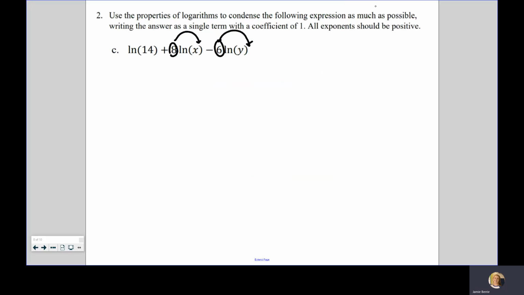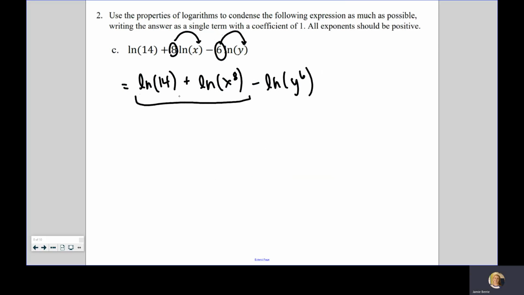We have nothing here, so no coefficient on that first term, nothing to worry about. I like to do cursive L's so they don't look like ones. All right, so we have natural log of 14 plus natural log of x to the 8th minus natural log of y to the 6th.